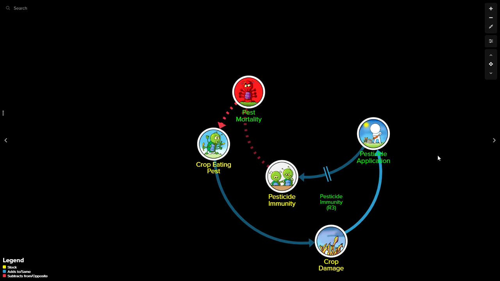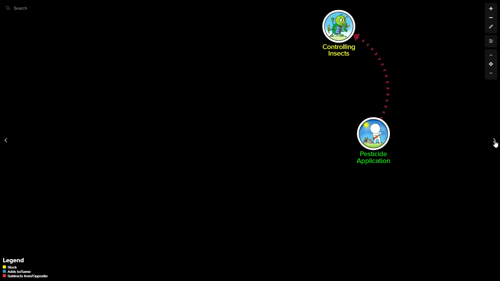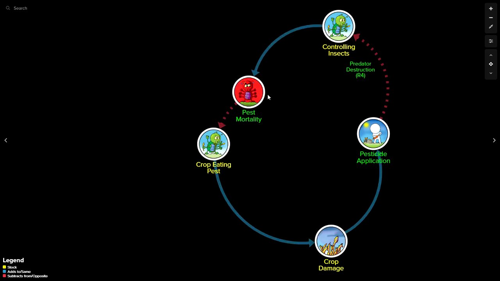In this particular situation, I continue to ask, well, what else influences pest mortality? And I find out that pesticide application has a tendency to kill some controlling insects that used to eat the pests that are damaging my crops. So that influences pest mortality and crop-eating insects, and I end up with another vicious reinforcing structure called predator destruction.